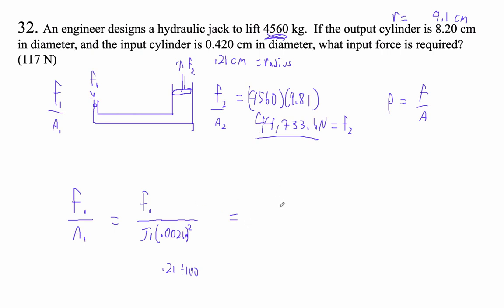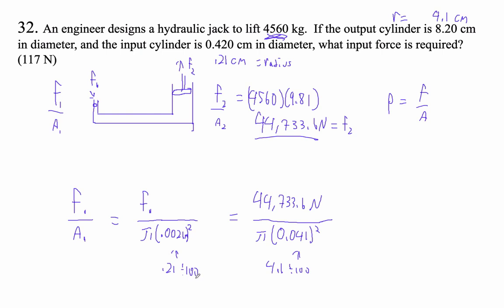And then our force 2, on this side, we've got force 2 over area 2. Force 2 is 44,733.6 newtons, and our area 2 is pi times 4.1, so 0.041 squared. That is 4.1 divided by 100, which is what I put in there.